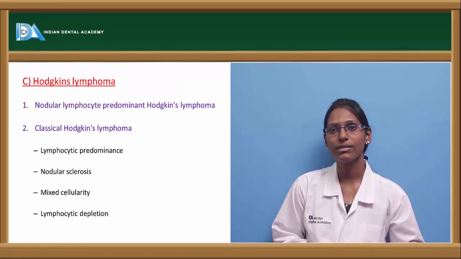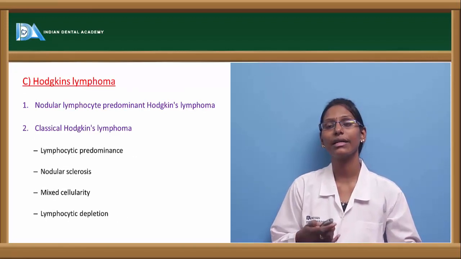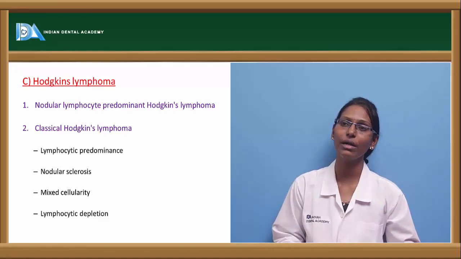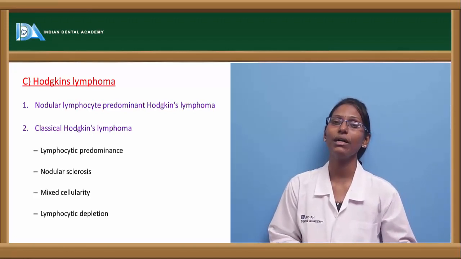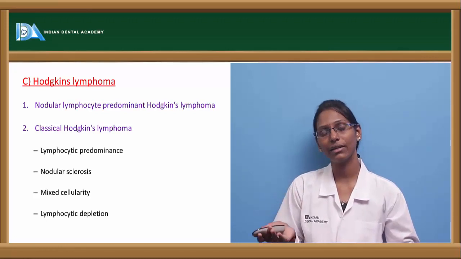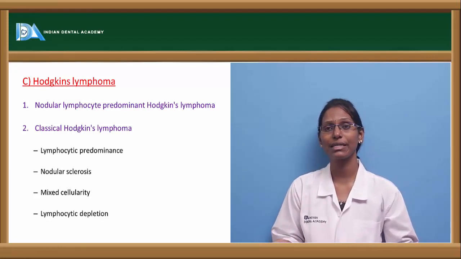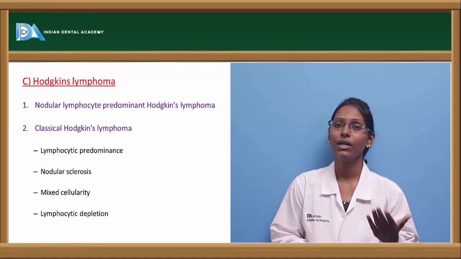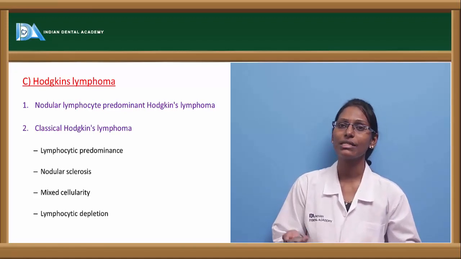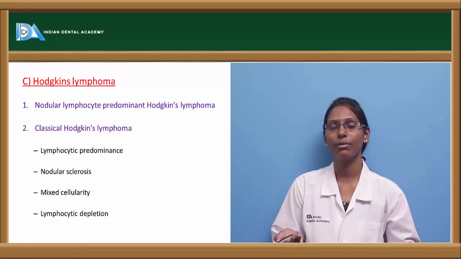Next, coming to Hodgkin's lymphomas. In Hodgkin's lymphoma, there are again various types, which include nodular lymphocyte predominant Hodgkin's lymphoma. We have classic Hodgkin's lymphoma, which again has various types: lymphocyte predominance can be seen in one of them. There can be nodular sclerosis, mixed cellularity, or lymphocyte depletion. So these are various types of Hodgkin's lymphoma.